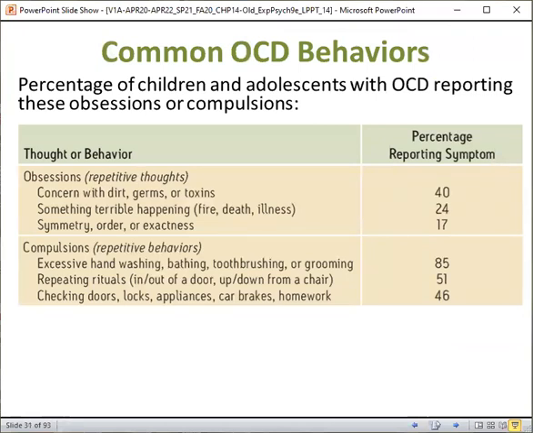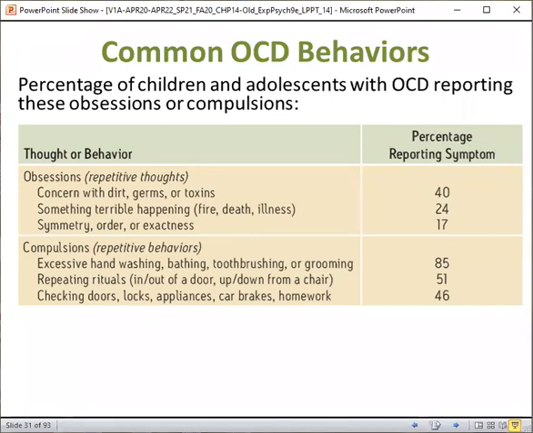So the percentage of children and adolescents with OCD reporting these obsessions or compulsions are this: thought or behavior. Obsessions, these are repetitive thoughts. Okay, 40% concerned with dirt, germs, or toxins. 24% something terrible is going to happen: fire, death, or illness. 17% symmetry, order, or exactness. So this is going to be that small slice of the population of this particular obsessive group where things must be squared away. Things must be aligned. It must be at right angles to each other, those types of things.